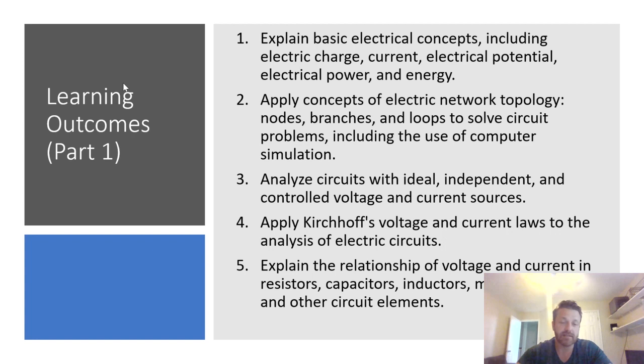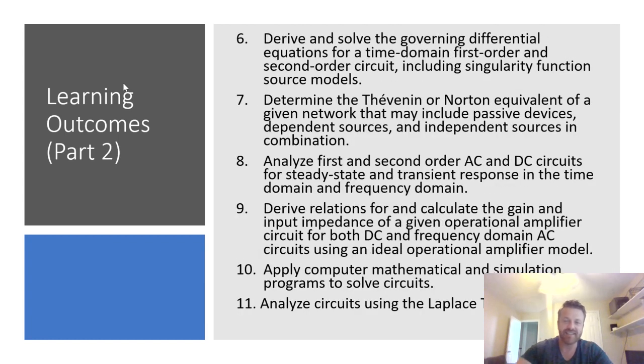Going to number 5: explaining the relationship of voltage and current in resistors, capacitors, inductors, mutual inductors, and other circuit elements. Those are the basic VI relationships that we also introduced, at least for a resistor, in intro, namely that the relationship between voltage and current within a resistor is just a linear function described by Ohm's law. In capacitors and inductors, you start to see the duality of electricity and magnetism, and the IV relationships there are actual differential equations.